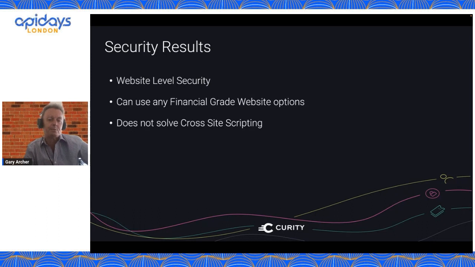It's also possible to upgrade the website security to financial grade and use newer standards and stronger options. One example is, you could use a mutual TLS client credential, or you could use pushed authorization requests, some of these newer standards. So essentially the security is the same as a website or a financial grade website, but it's done in an API driven way that is easy to use.